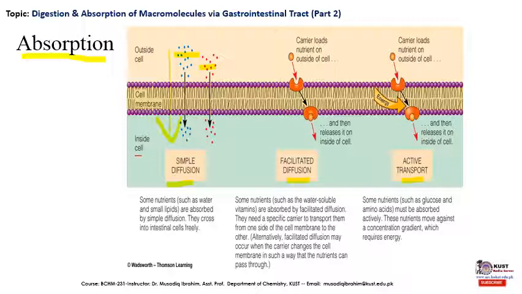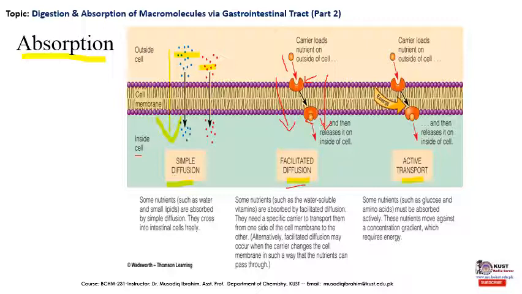And in some cases the facilitated diffusion, so some nutrients such as the water soluble vitamins are absorbed by the facilitated diffusion, and they need a specific carrier, for example here, to transport them from one side of the cell to the other side of the cell, and here they are being transported, so the nutrients can pass through the cell membrane.